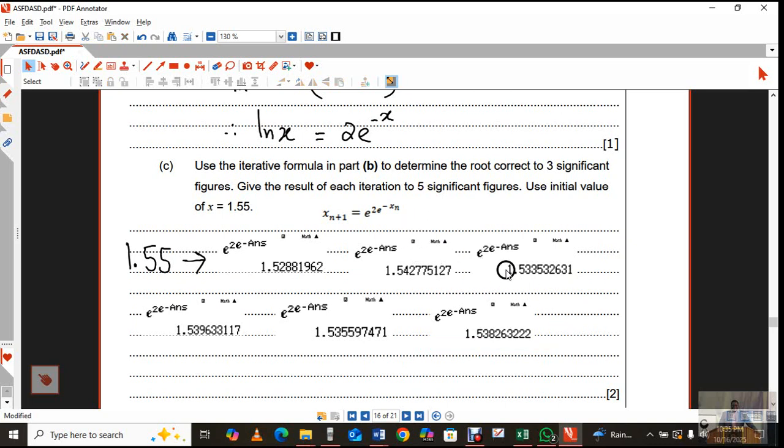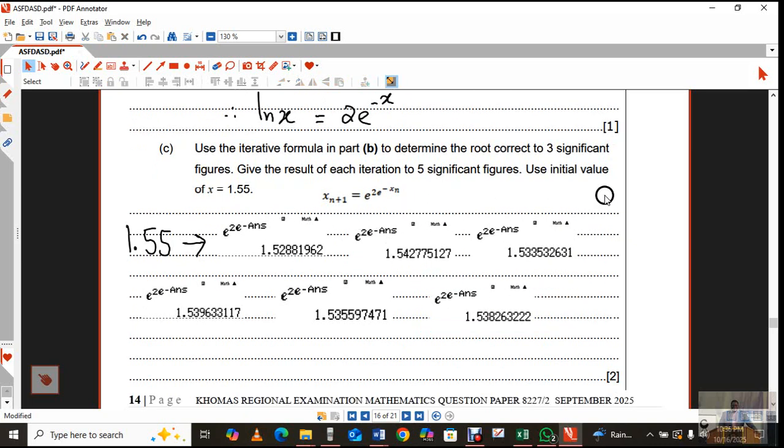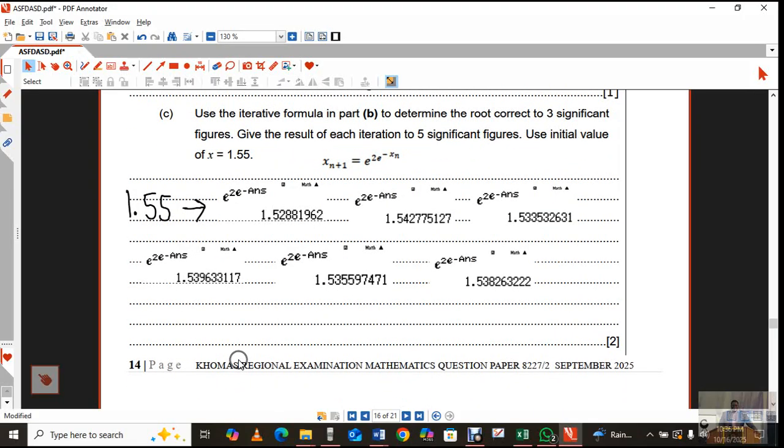Okay, I think I went way overboard. I was looking at decimal places. It says three significant figures. So three significant figures: 1.54, 1.53, 1.54, 1.54, 1.54. Our answer is 1.54. Okay, three significant figures, and then x is equal to 1.54. That is to 3SF.